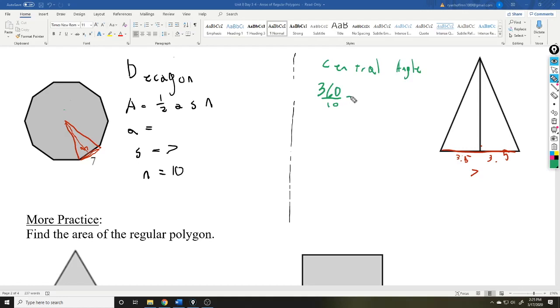So 360 divided by 10, well, that's 36. And remember, that would be this entire angle, and we only want this piece so that we're working with the right triangle. So we're going to cut it in half. Divided by 2 equals 18 degrees.